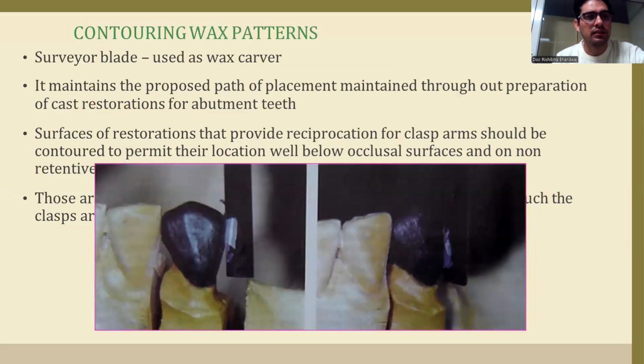Contouring the wax patterns: the surveyor blade is used as the wax carver, and it maintains the proposed path of placement throughout the preparation of the cast restorations for the abutment teeth. We need to shape the wax.